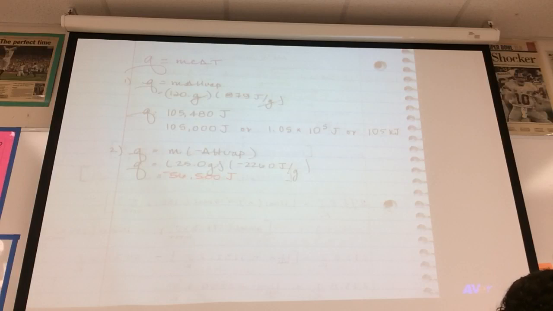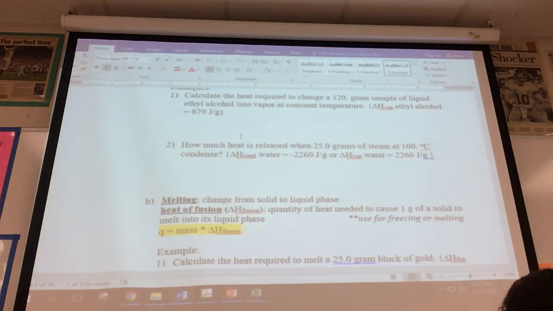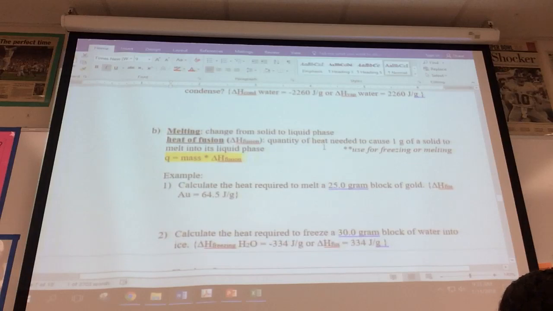We have a different constant when you undergo melting, where the substance will change from solid to liquid. In this particular instance, we are going to have the delta H of fusion. This is the quantity of heat needed to cause 1 gram of a solid to melt into its liquid phase. You can use this for freezing or melting. Melting will have a positive delta H of fusion. Freezing will have a negative delta H of fusion. Multiply those two variables to calculate the heat transfer.